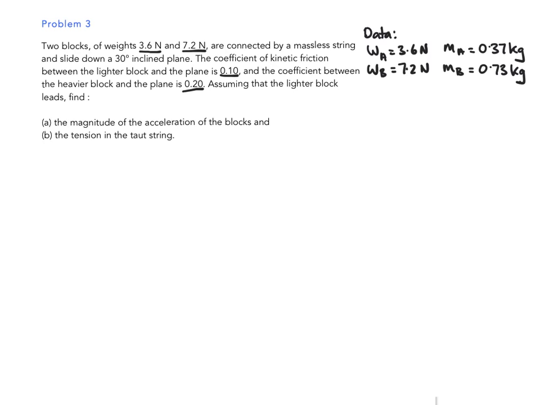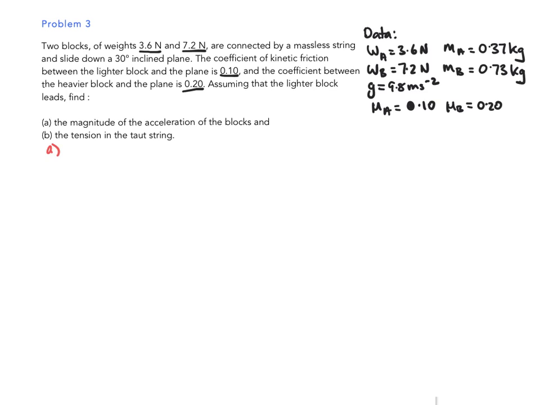So we've got that data. We also have g equal to 9.8 meters per second squared. And we've got these other things that we mentioned over here, mu A and mu B. So let's call those mu A equal to 0.10, and mu B, the coefficient of friction, 0.20. So that's our data.